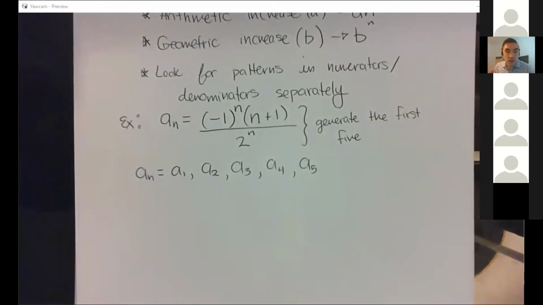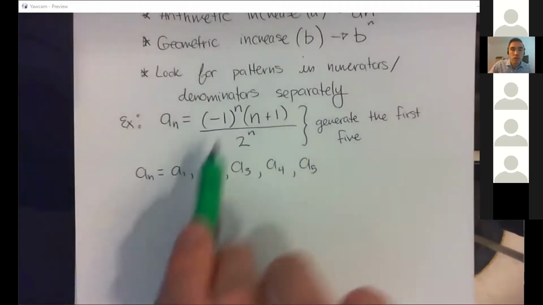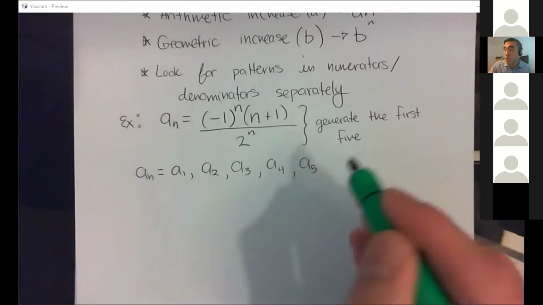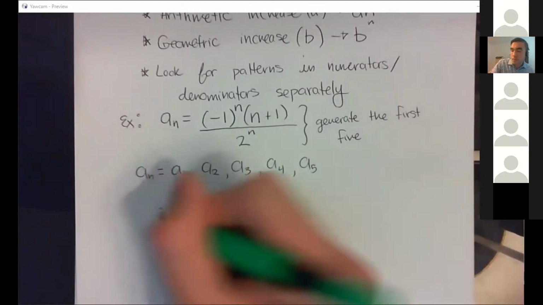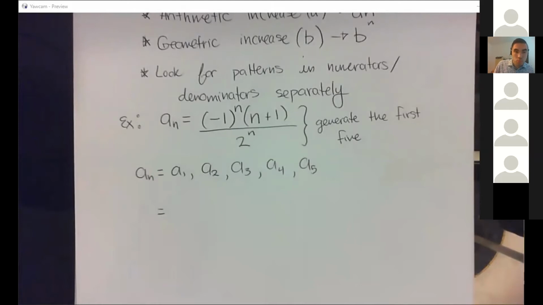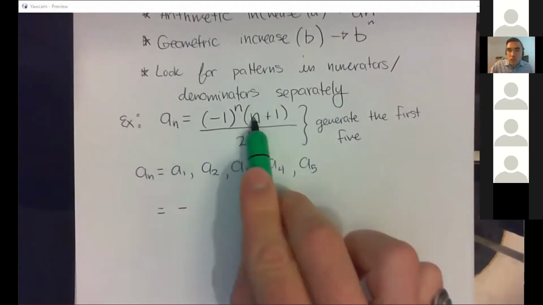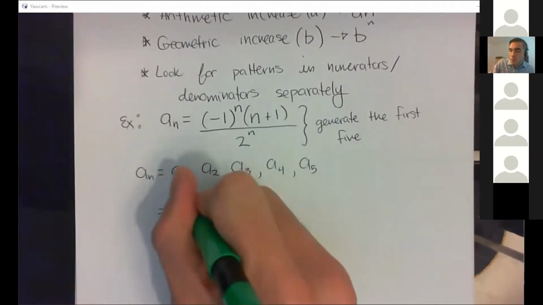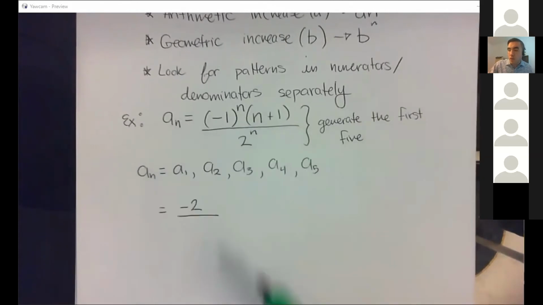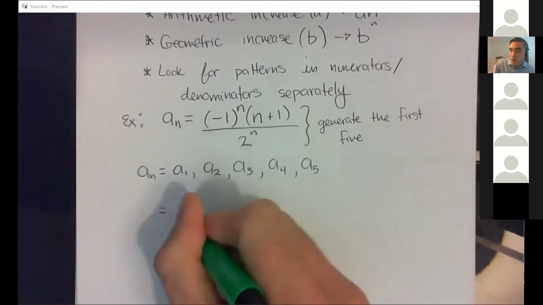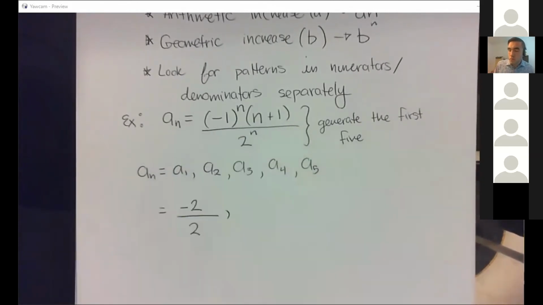So let's go ahead and do this, yeah? So item number 1, a1. We plug in 1 and what do we get? -1 to the 1 is going to tell us that our first term here is positive or negative. Negative. Okay, and then 1 plus 1 is going to give us 2 in the numerator. And then down below, 2 to the 1 will give us back 2. Go ahead, go down the line and generate those other 4.